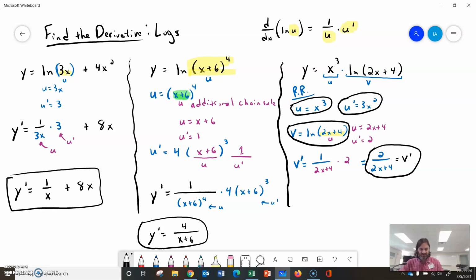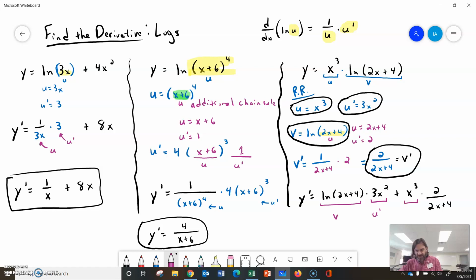So let's build that product rule. So y prime equals v, natural log of 2x plus 4, times u prime, so that's times 3x squared, plus u, that's x cubed, times v prime, 2 over 2x plus 4. So making sure we can go back and identify everything. Here is the v, here is the u prime, here is the u, and this whole thing here is the v prime. So we did end up with a nice complete derivative that, once again, could probably be cleaned up some, but we're happy with what we have.